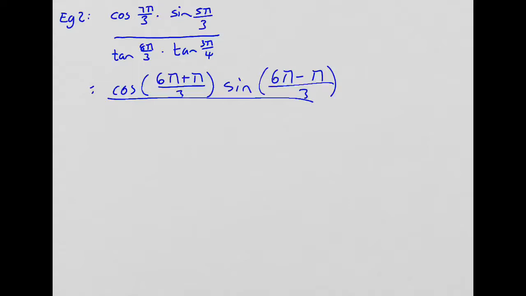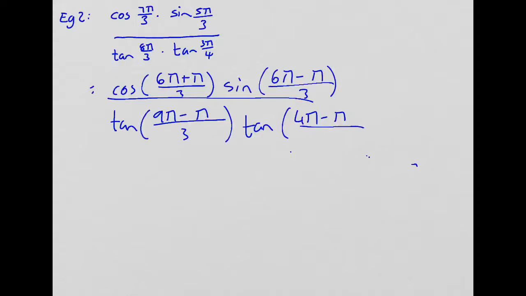Now in the denominator, we're going to say tan, and the closest multiple is actually 9 pi, and minus pi to give us 8 pi over 3. And then tan, the closest multiple of 4 to 3 is 4 pi. So it will be 4 pi minus pi over 4.